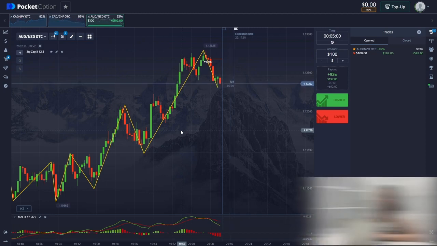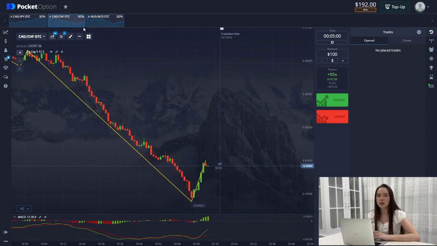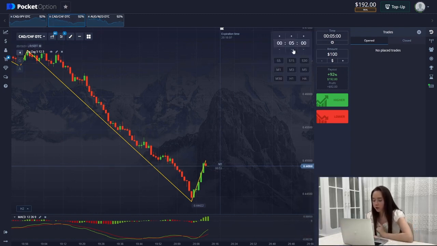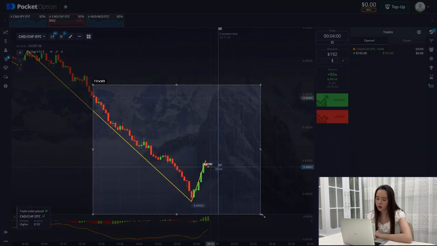Traders, our first deal closed in plus, and our profit was $92. Let's move on to the next currency pair. Just a wonderful currency pair, and first I will reduce the time frame to 4 minutes. Then I put the maximum on the amount of the trade. And on this currency pair, I'll open a deal to increase the price.